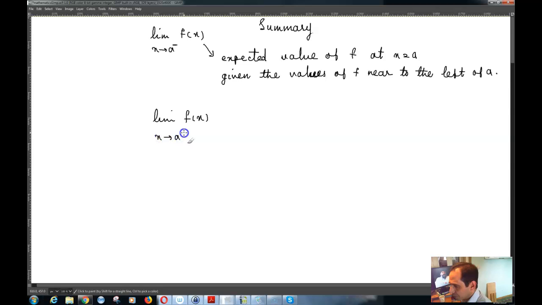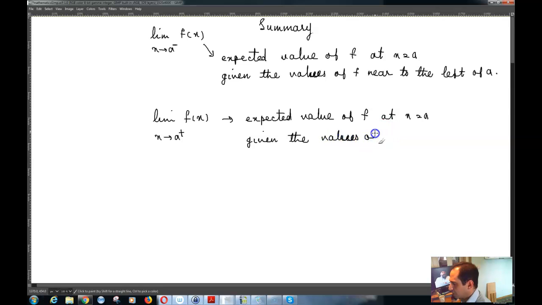And we say that the limit of f of x when x tends to a from the right is the expected value of f at x is equal to a, given the values of f near a, for example, to the right of a.